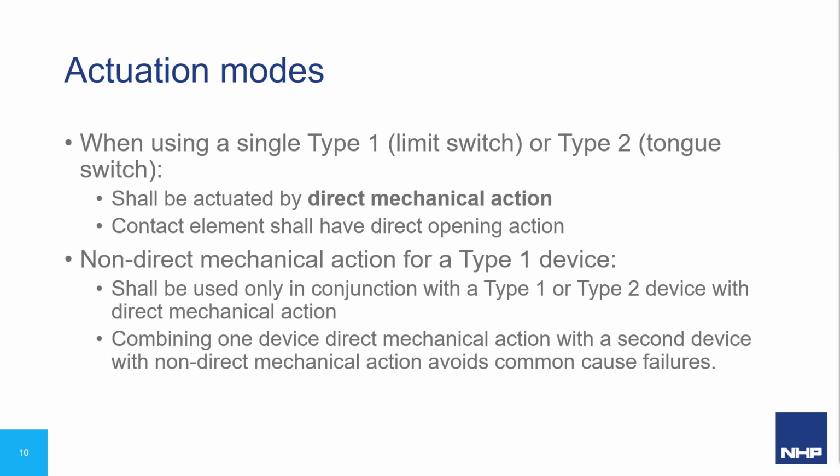If using only one interlocking switch, either Type 1 or 2, it must have direct mechanical action with the guard, and the contacts in the switch must be opened via direct opening action. If using non-direct mechanical action, such as opening the guard releases the actuator on the limit switch so that only the force of an internal spring operates the contacts, it's not sufficient to have just the one interlocking switch. You need to have a second one on the same guard, which operates with direct opening action. Having the two switches with diverse mechanical action can help with fault detection and avoiding common cause failures.